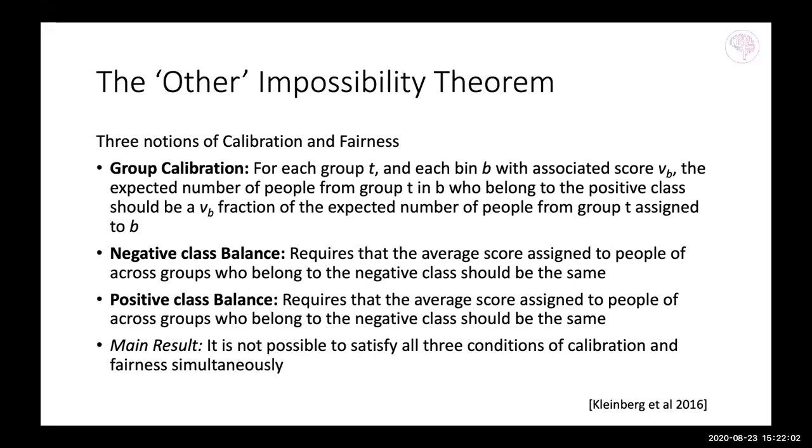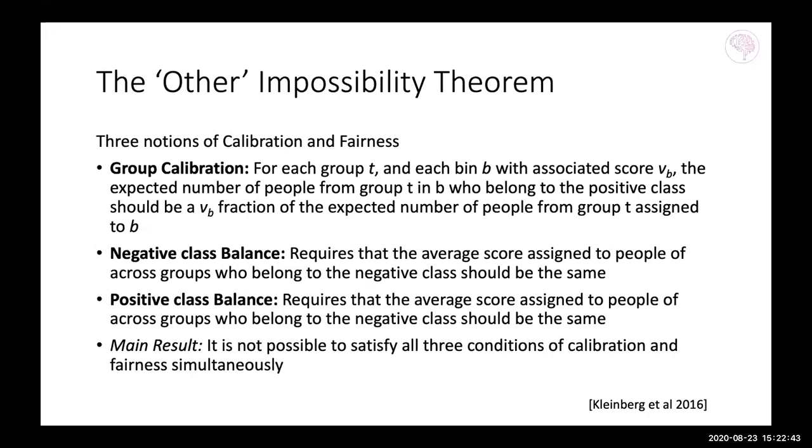we want our model to be well calibrated in terms of, say, for the positive outcome class, the fraction of the expected number of people or patients across groups should be the same. Now, for several notions of fairness, we also usually have the requirement that the average score assigned to people across groups who belong to the positive class or the negative class, these being two different requirements, should be the same.